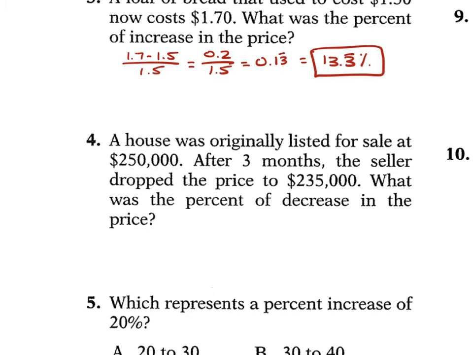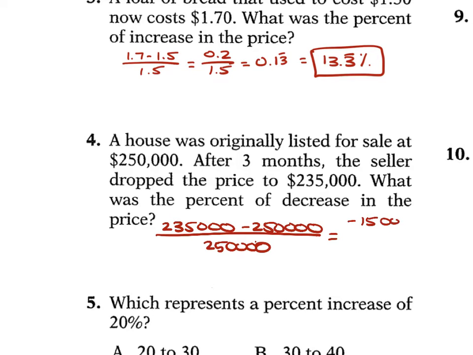4 says a house originally listed for sale at $250,000. After 3 months, the seller dropped the price to $235,000. What was the percent of decrease in the price? So we have our new minus our original, so 235,000 minus 250,000 all over the original, which is 250,000. So this is giving us a negative 15,000 divided by 250,000. That gives us a negative 0.06, which is negative 6%.